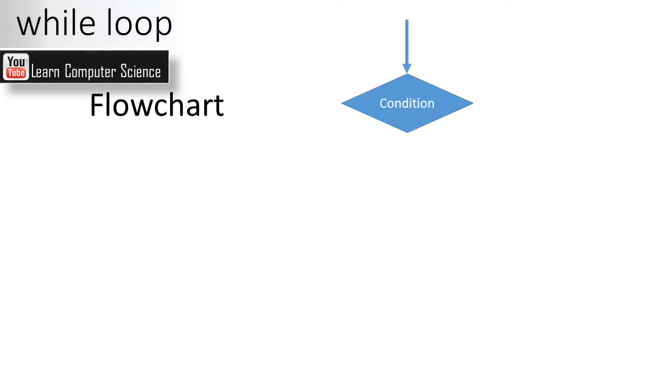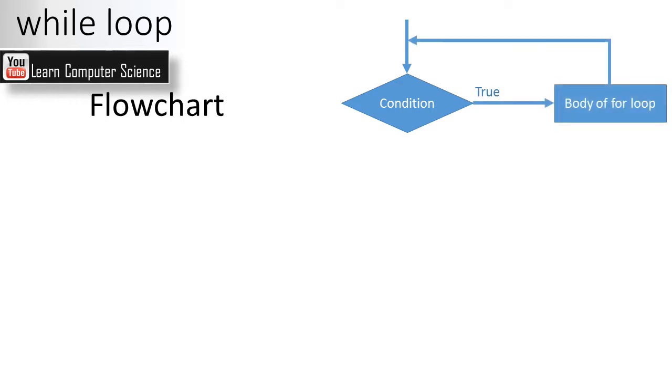Now let's consider its flowchart. It will first of all check the condition. If the condition is true, it will execute the body of the loop and will go to check the condition again. It will remain in this cycle until the condition is false. And when it is false, the program will go outside the loop and execute the statements below that loop.